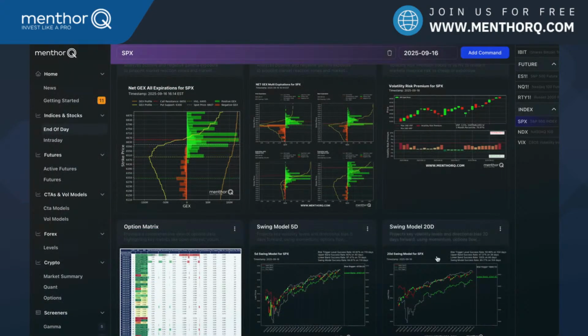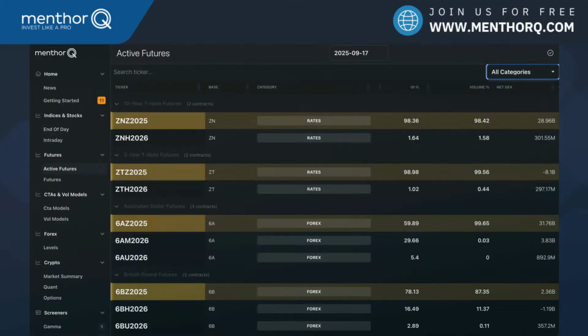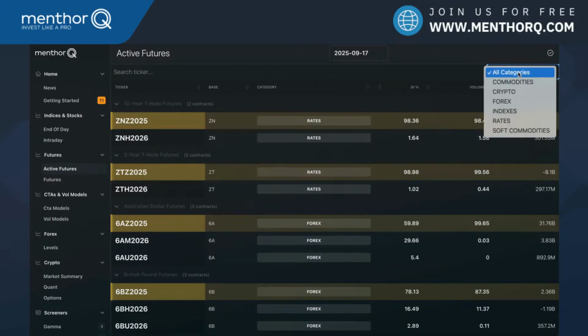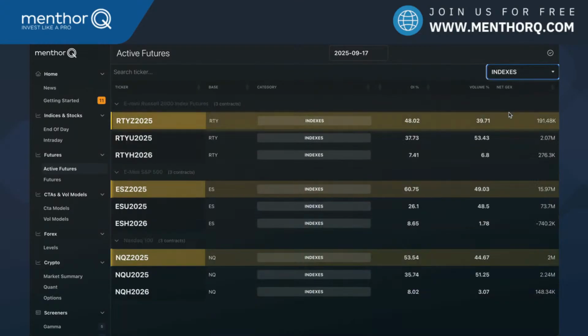The second thing is now I can actually move into my futures section. On the dashboard, on the left-hand side, you can see the futures section. The first thing that I want to do is look at, depending on what asset you trade, we cover about 25 different futures. So let's say that you trade index futures. You need to understand which is the contract that you should be paying attention to.